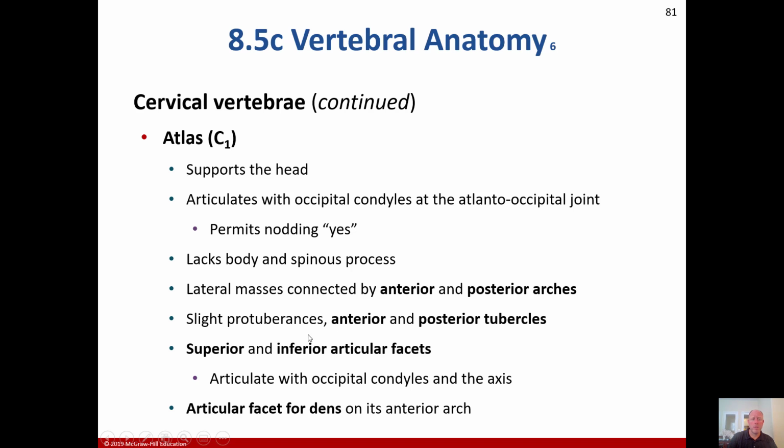It lacks a body and spinous process, and its lateral masses are connected by the anterior and the posterior arches. And they have slight protuberances, the anterior and the posterior tubercles, and the superior and the inferior articular facets. They articulate with the occipital condyles and the axis. And of course, you have the articular facet for the dens on its anterior arch.